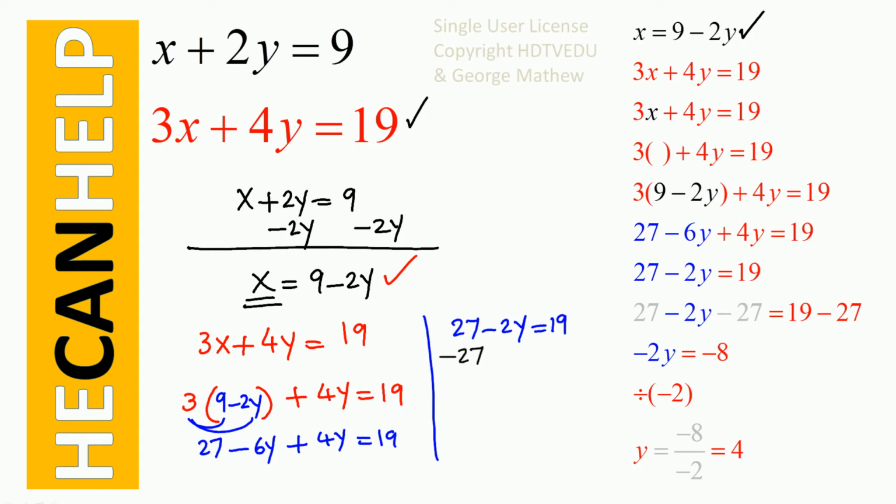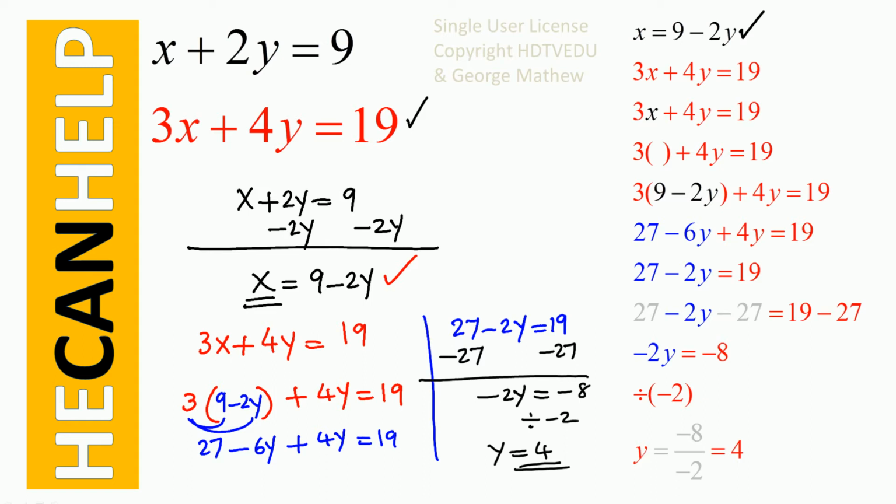Subtract 27 from both sides. And what do we get? Negative 2y equals, what is 19 minus 27? Negative 8. Divide both sides by negative 2 and you get y equals 4. What is negative 8 divided by negative 2? It is positive 4.